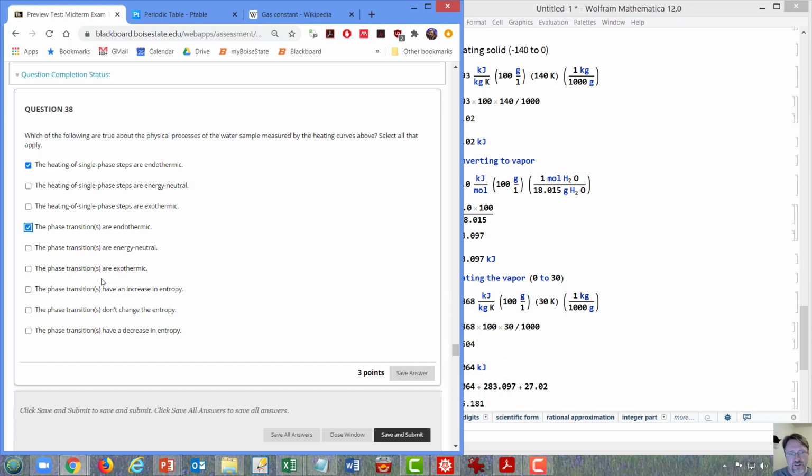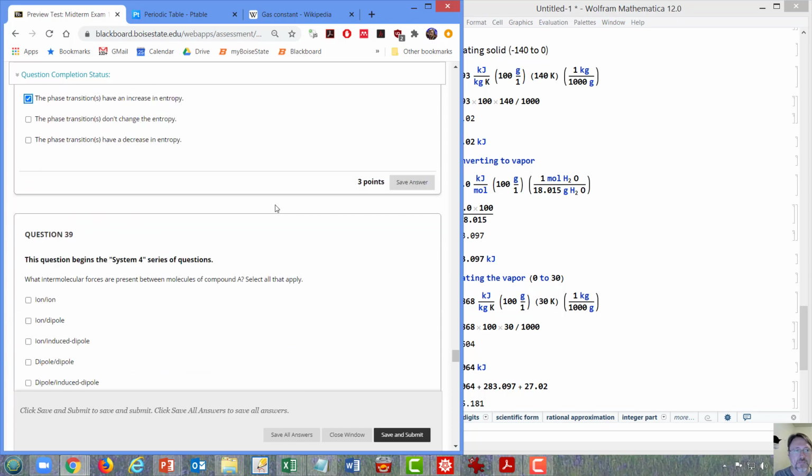Now, do the phase transitions increase entropy, decrease entropy, or not change the entropy? Entropy is the amount of disorder. A vapor is much more disordered than the solid is. A liquid is intermediate, and so this is an increase in entropy.